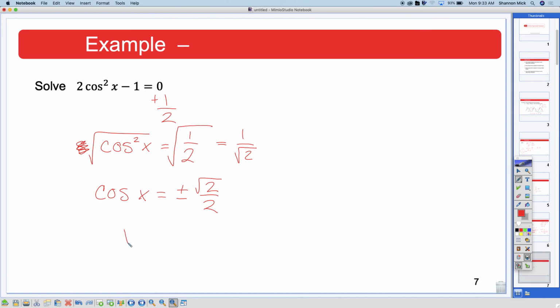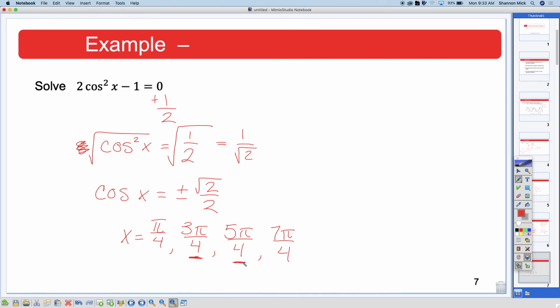Yep. So first quadrant, it's a 45, so pi over 4. Second quadrant, 3 pi over 4. Third, 5 pi over 4. Fourth. Okay, cosine is negative in the second and the third, and positive in the first and the fourth.